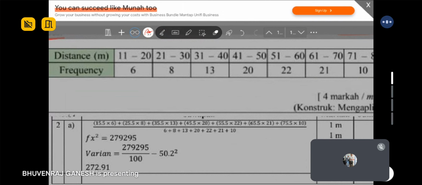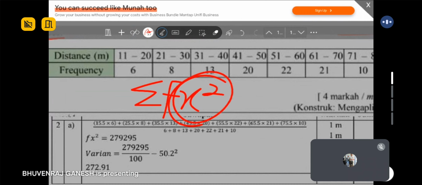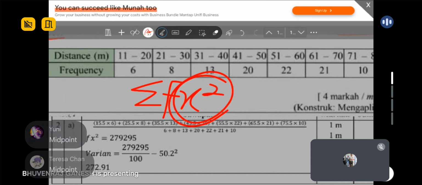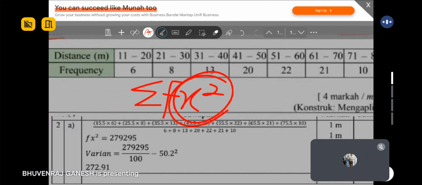Cari variance kamu. Okay, you must do sum of fx square. Okay guys, this one, right, be careful. Sum of fx square, right, kat mana kamu kuasa dua? Do you kuasa dua the midpoint or frequency? May I know? You will power to the midpoint or frequency. Yes. Always remember guys, the square is for the midpoint. Okay, kuasa dua untuk titik tengah sahaja, bukan frequency.